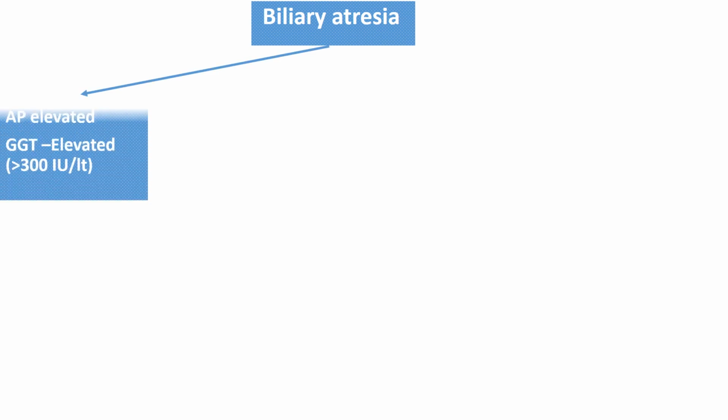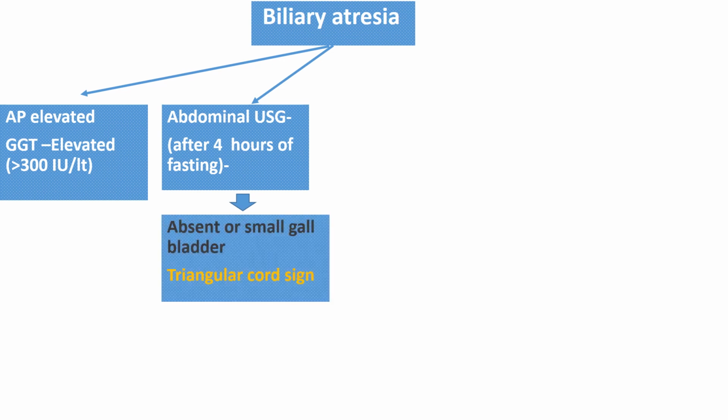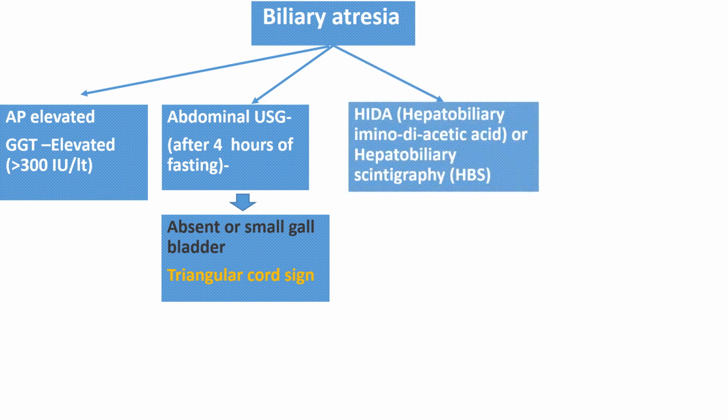Now, biliary atresia. This is the most common obstructive cause of neonatal cholestasis. In this, you will find that alkaline phosphatase is elevated, and GGT is elevated, more than 300 international units per liter. And when you go for the abdominal USG after 4 hours of fasting, you will find that the gallbladder is small, absent, atretic. It is characteristic of biliary atresia. And the triangular cord sign will be there. This is specific for this. This is asked in the MCQ also.